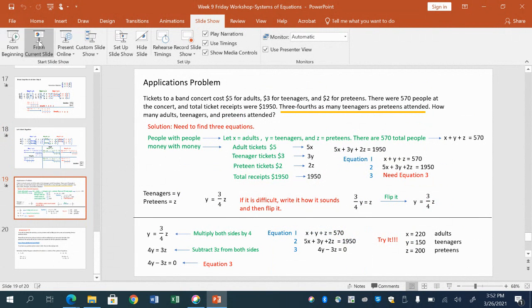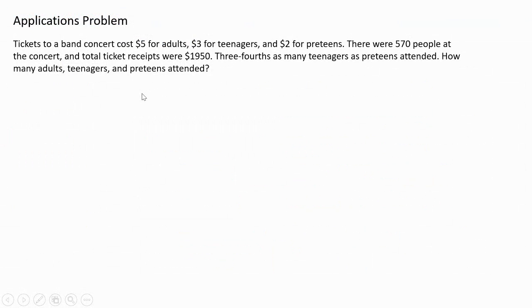Because here is where a lot of students get confused. This is also a problem that I got from the book. You have to set up 3 equations. Okay, here it is. Tickets to a band concert cost $5 for adults, $3 for teenagers, and $2 for preteens. There were 570 people at the concert. The total ticket receipts were $1,150. 3/4 as many teenagers as preteens attended. How many adults, teenagers, and preteens attended the concert?